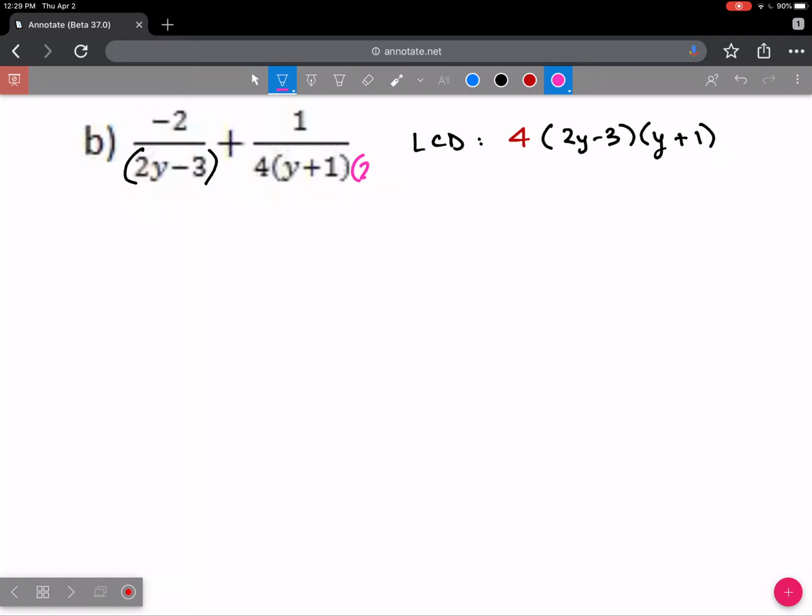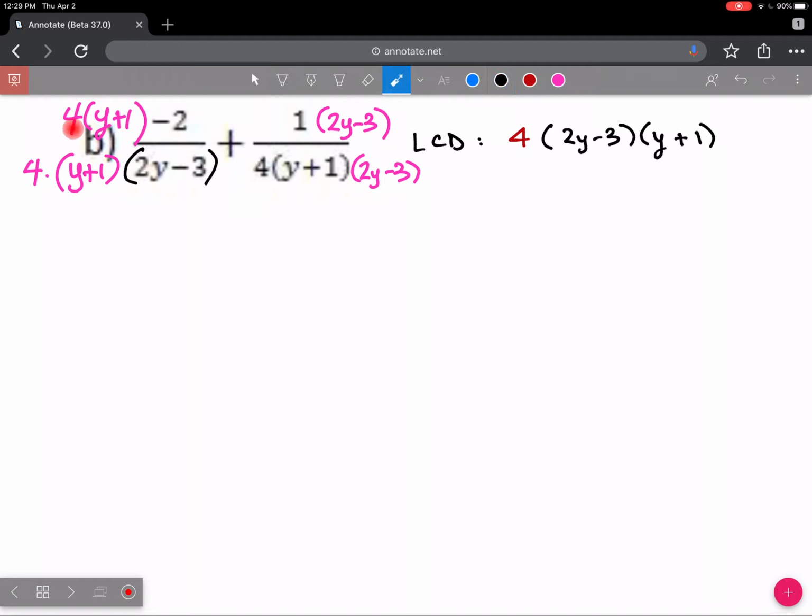This will need the 2y minus 3. Now that LCD matches. Over here we're going to need the y plus 1, playing that game. What do you have that I don't? And also missing the 4. Make sure you put it top and bottom so that they match, preserving that ratio.